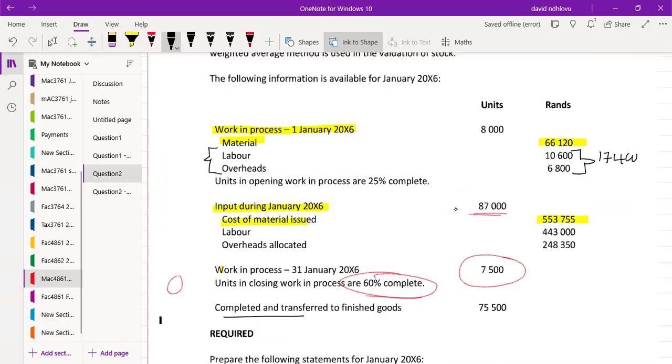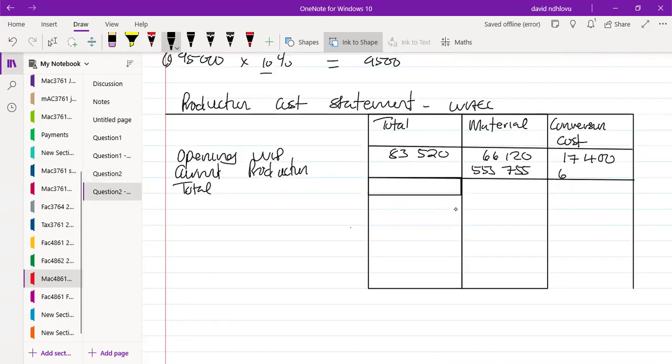Right, then the cost of conversion costs. So you now have 443,000 plus 248,350, which means we are sitting on 691,350. So this is what you bring here under the conversion cost.